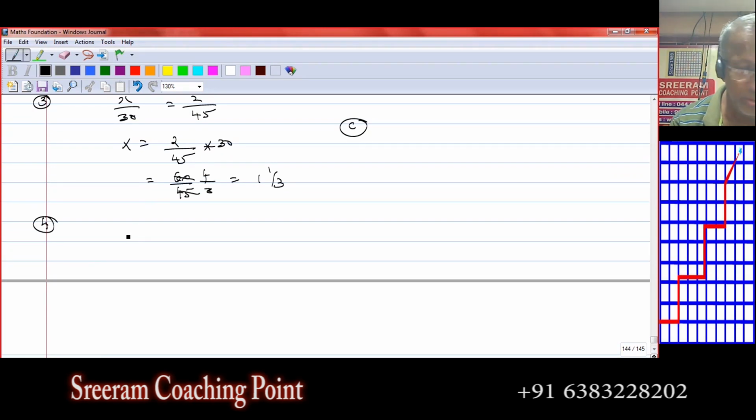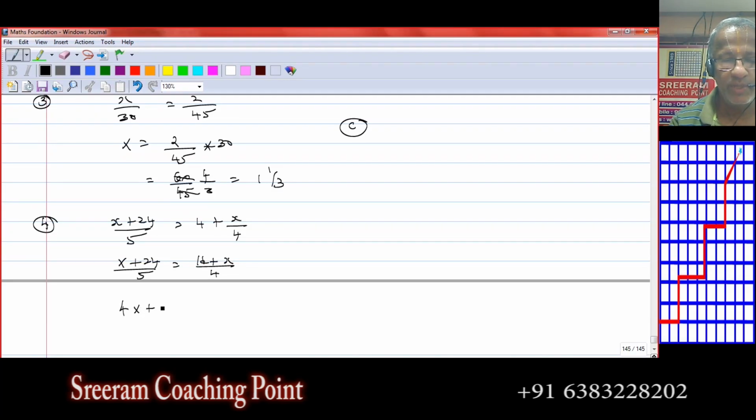Item number 4. (x + 24)/5 equal to (4 + x)/4. (x + 24)/5 equal to (16 + x)/4. 4x plus 96 equal to 80 plus 5x, cross multiplication. 16 is equal to x. See, check it up.